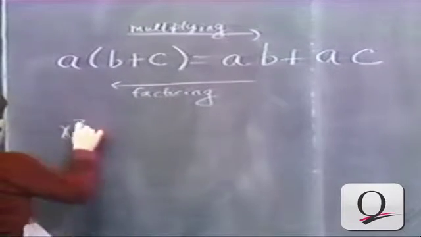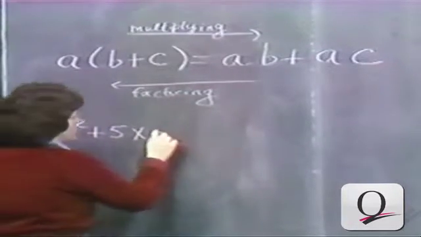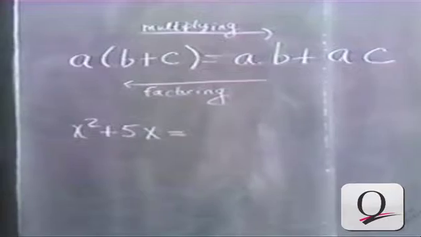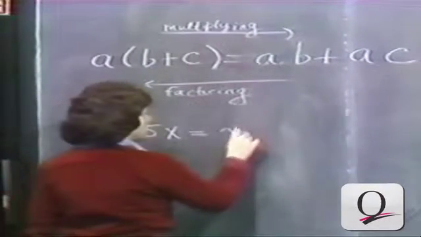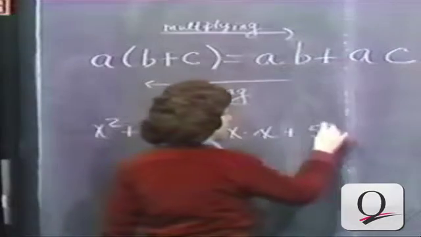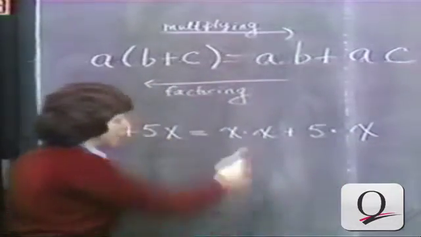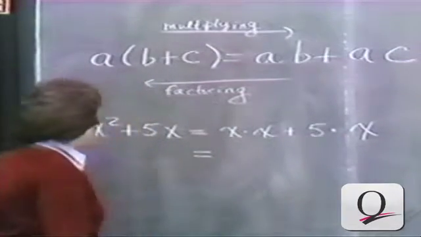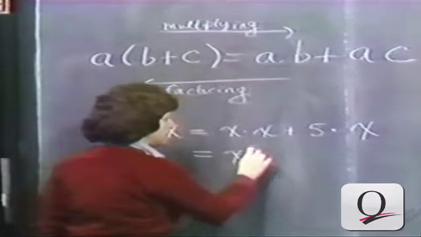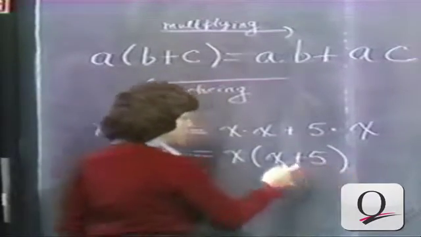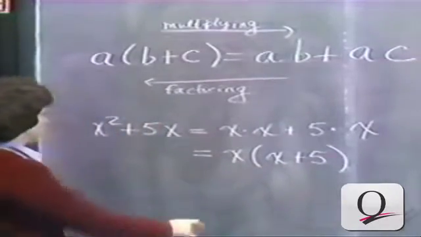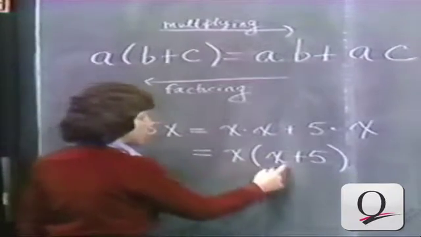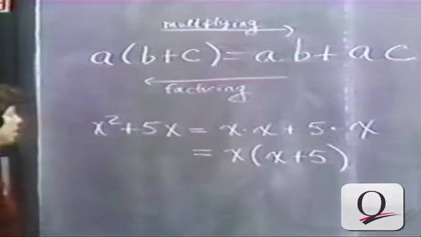x squared plus 5x. We would like to write this as a product of factors. Now this is x times x plus 5 times x. In other words, it's in the form like AB plus AC. We see that both terms have x in common. We can factor out an x, and we'll be left with x plus 5. So x times (x plus 5). Let's try this. x times (x plus 5), multiplying it out using the distributive law, gives us x times x plus 5 times x, or x squared plus 5x.